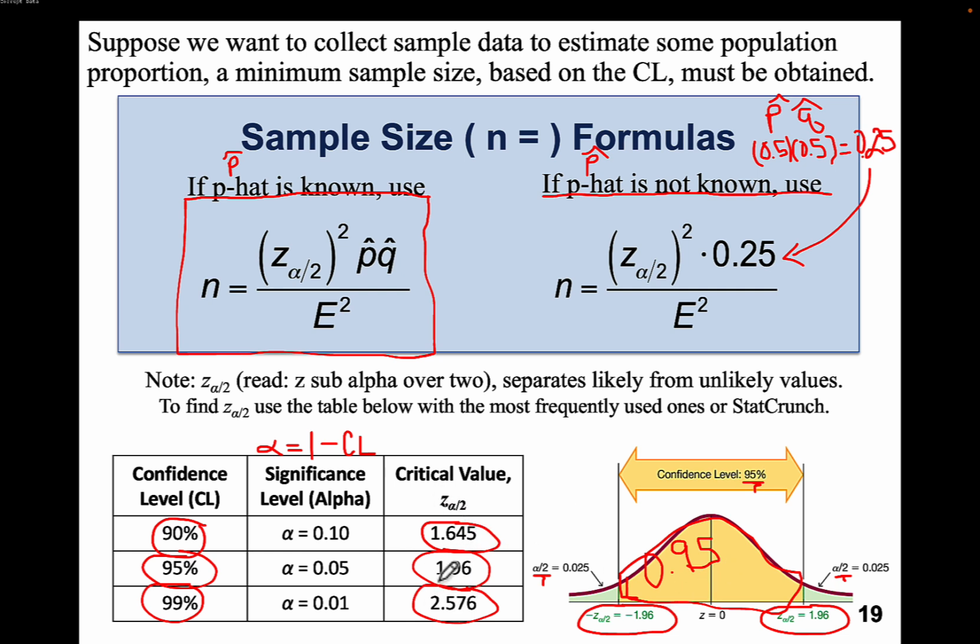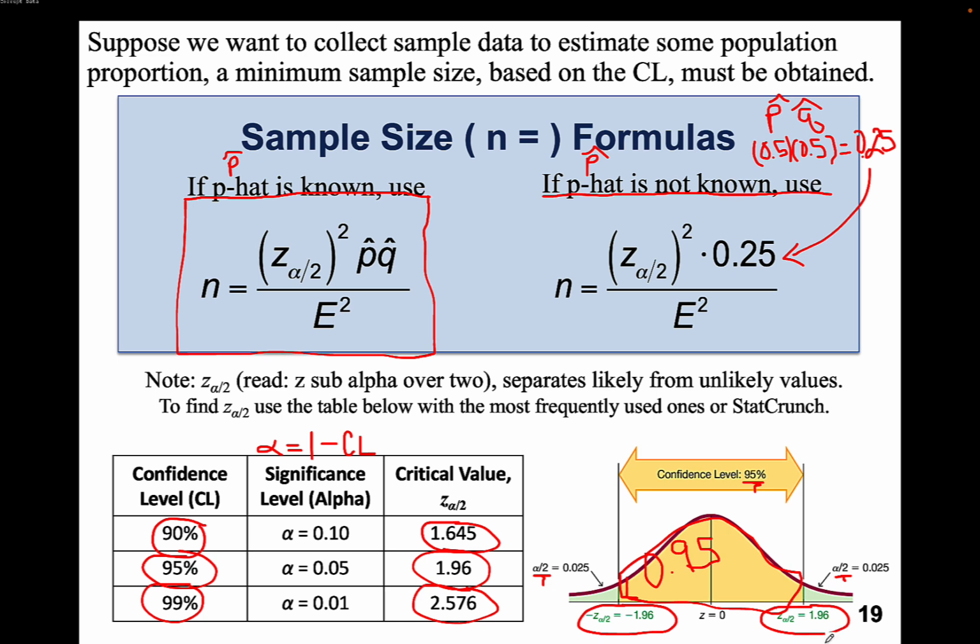You can obtain these by referring to this table. You can obtain these by opening your StatCrunch normal calculator. You could also refer to the z-score tables that we used to use a lot, but StatCrunch is a more accurate tool than the z-score tables, which is why we're going to use StatCrunch.